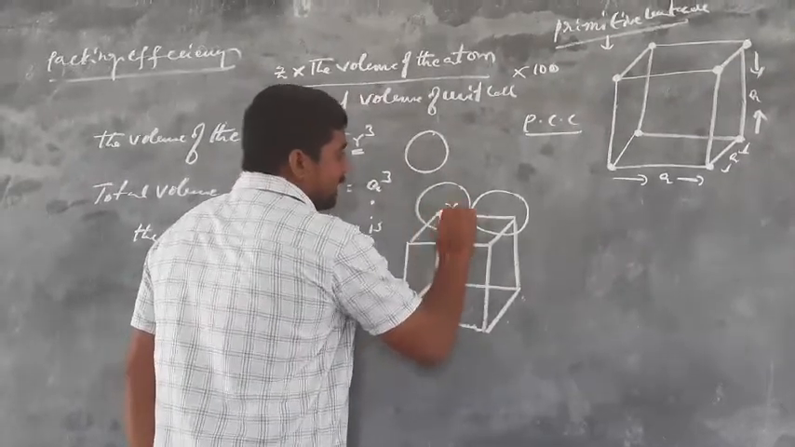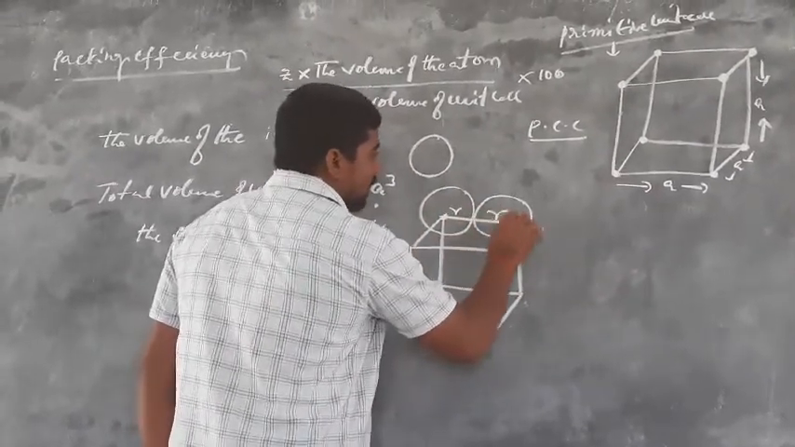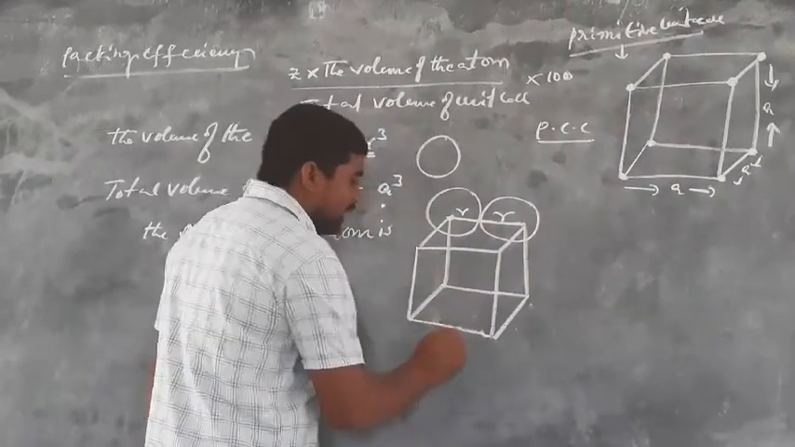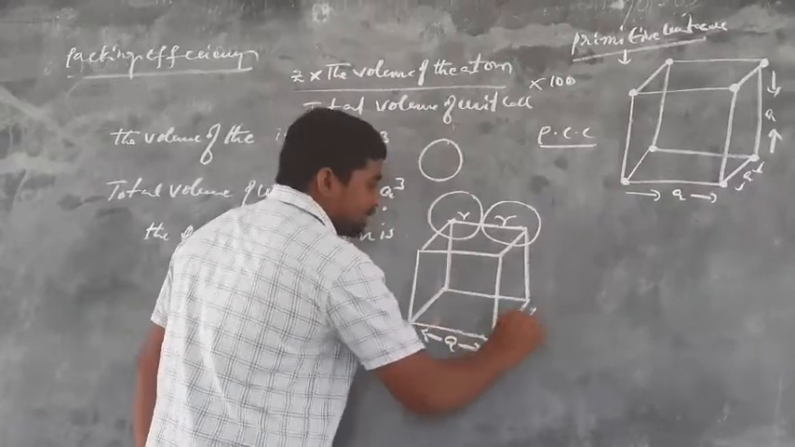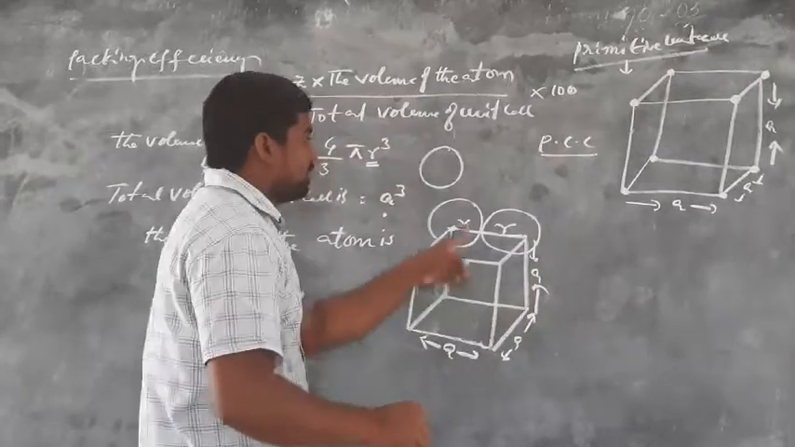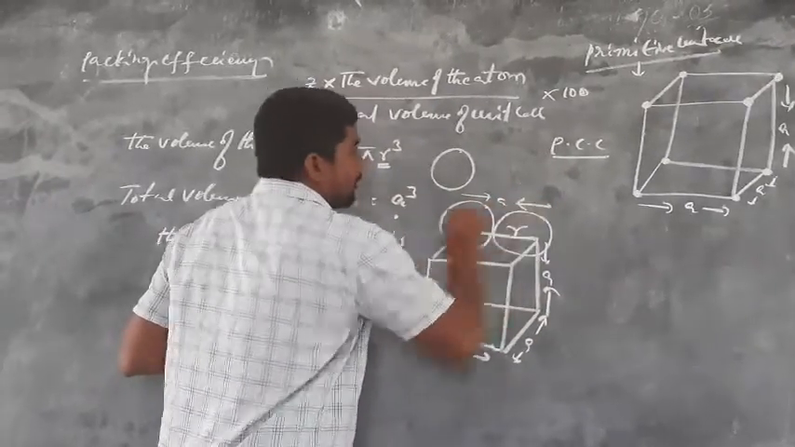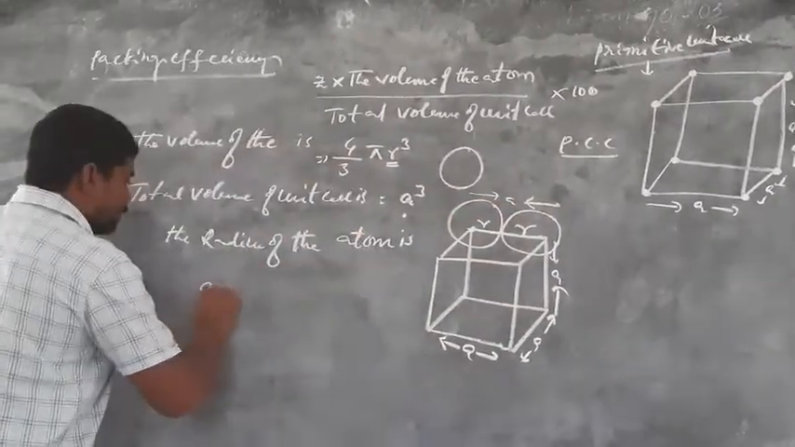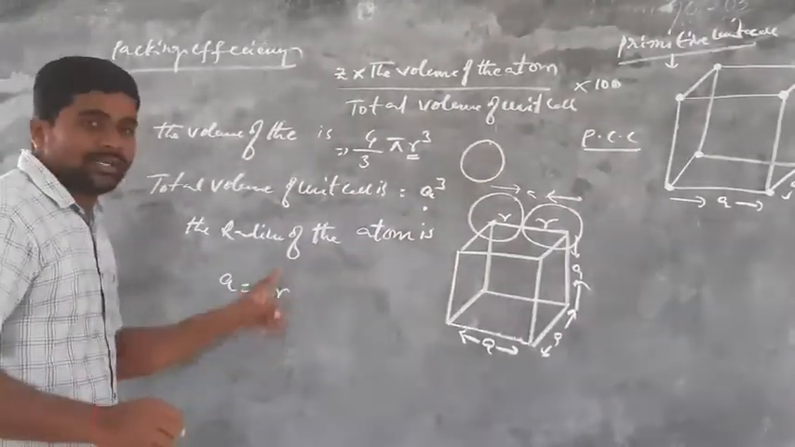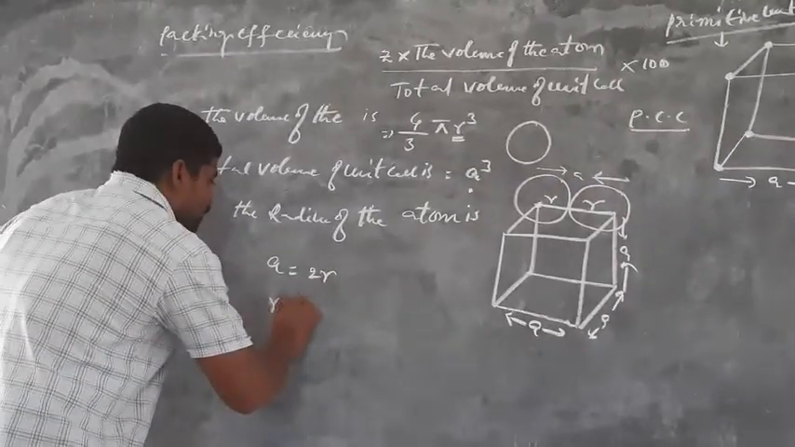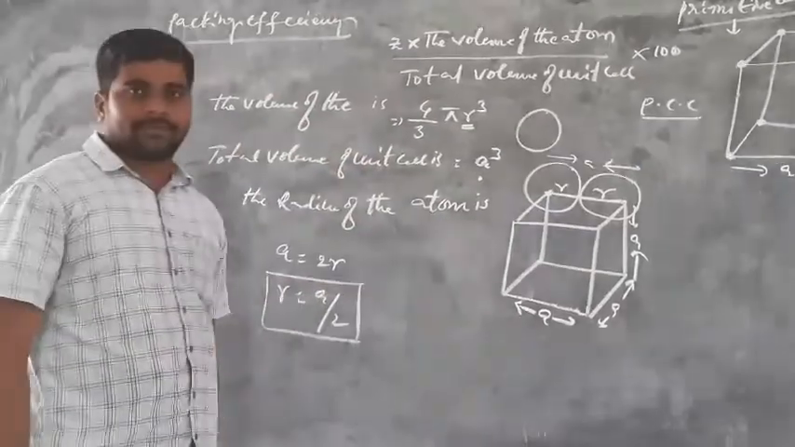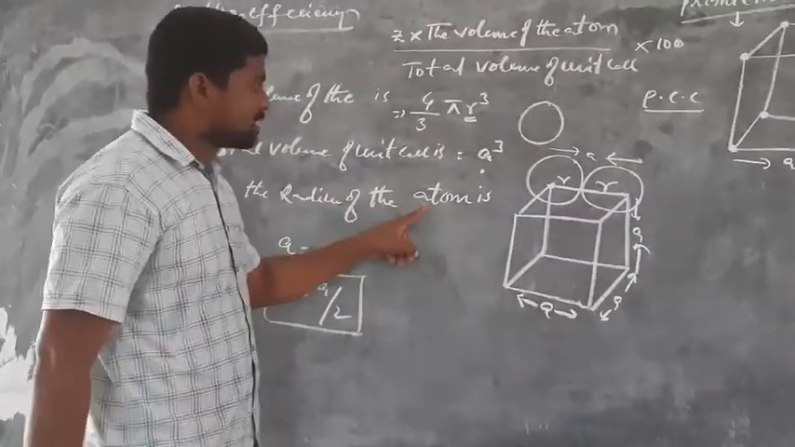Okay students, this is radius r, and this is also radius r. What is the side of the primitive unit cell? It is a. So a equals 2r. Say, a equal to 2r. Okay, r equal to a by 2, students. It is the radius of the atom in the primitive unit cell.